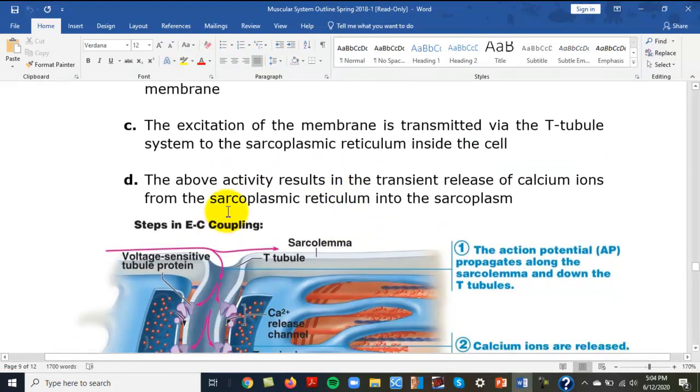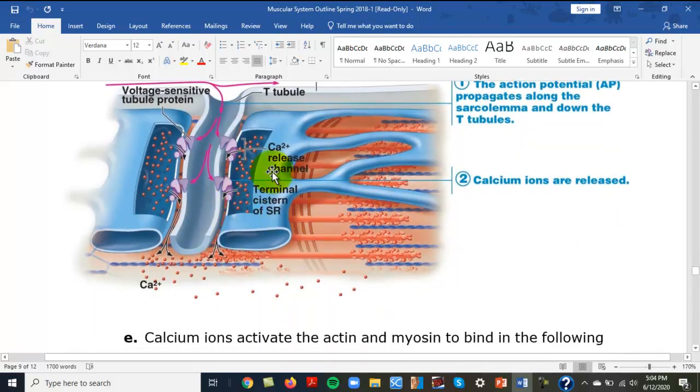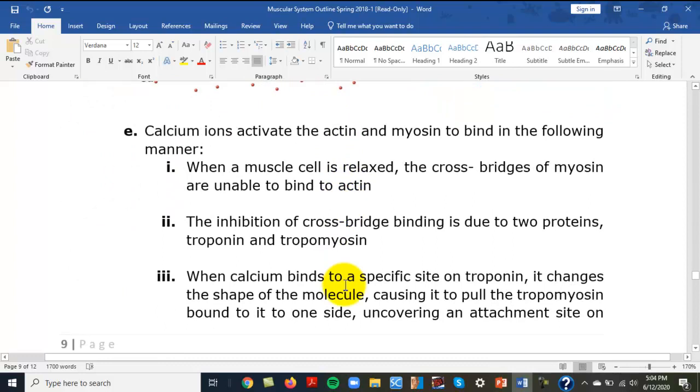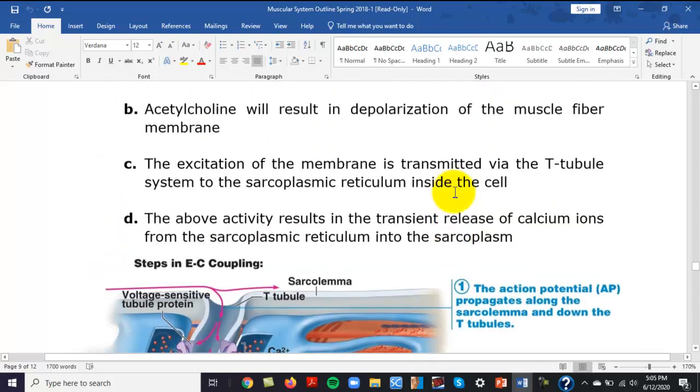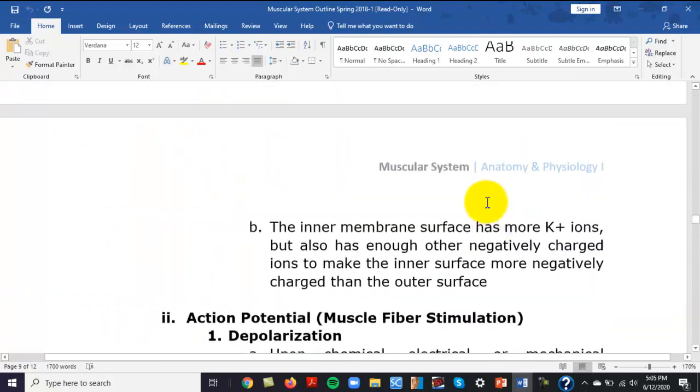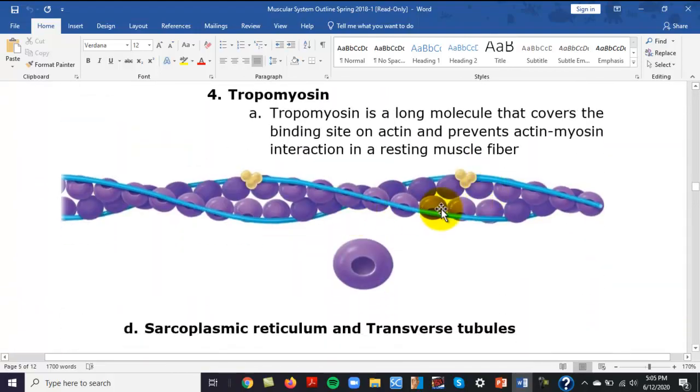Okay, so the above activity results in the transient release of calcium ions from the sarcoplasmic reticulum. So that's what that's showing as well. See the calcium being released. Calcium ions activate the actin and myosin to bind in the following manner. Now, remember, I had covered, there's a part called troponin that binds to calcium ions on a thin filament. When a muscle cell is relaxed, the cross bridges of myosin, the myosin heads, are unable to bind to actin. Okay, I just did that a while ago. So, like I said, right here, this would be a relaxed muscle. See how the tropomyosin is blocking that little binding site?